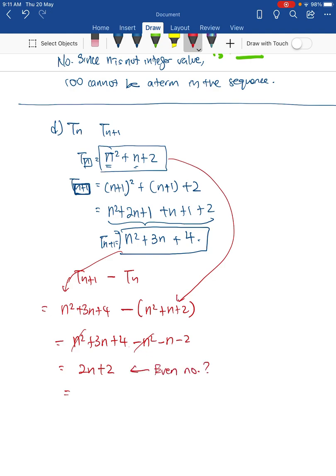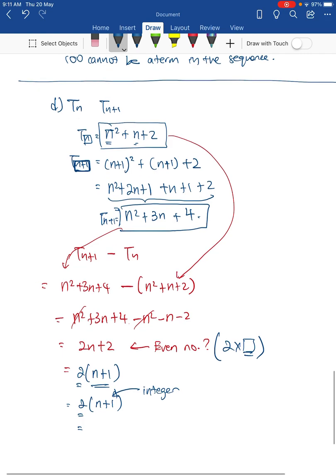So how do we prove it's an even number? To prove it's an even number, we just make sure that it's 2 times something, which is always an even number. Of course, the something must be an integer. 2 multiplied by an integer must always be an even number. So we try to factorize. It looks like this: 2 times n plus 1. So therefore, when it's 2 times n plus 1, where n is an integer, therefore n plus 1 is an integer. So 2 times an integer must always be an even number.